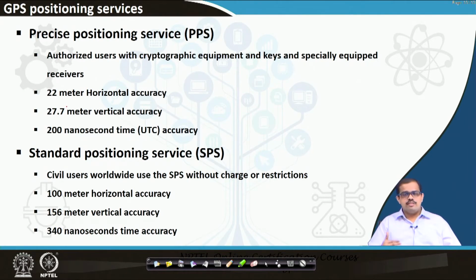And the other positioning service is called the precise positioning service. Authorized users with cryptographic equipment and keys and specially equipped receivers. Okay, that is extremely important. Authorized users with cryptographic equipment. So these are specific equipment manufactured for receiving GPS signals, and keys that are provided by the Department of Defense for specific purposes only, and specially equipped receivers.